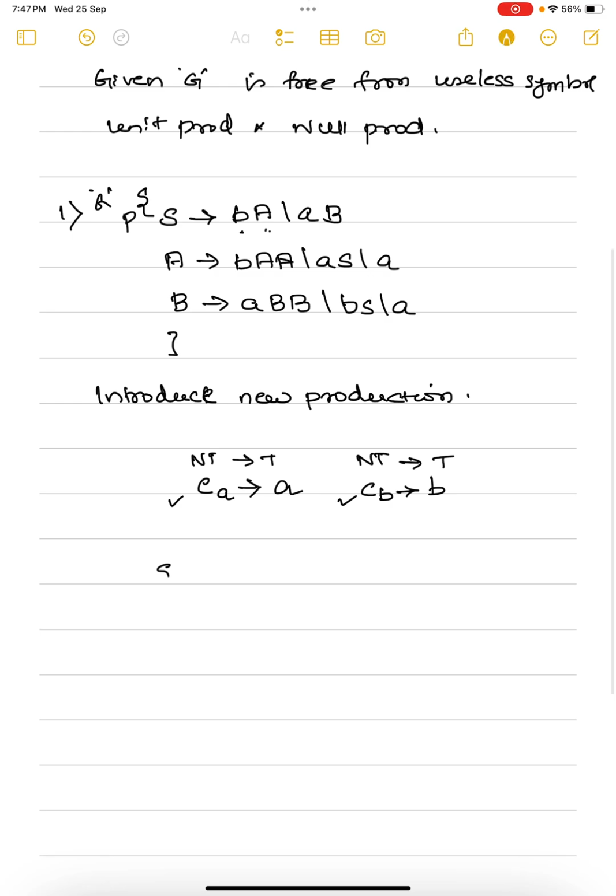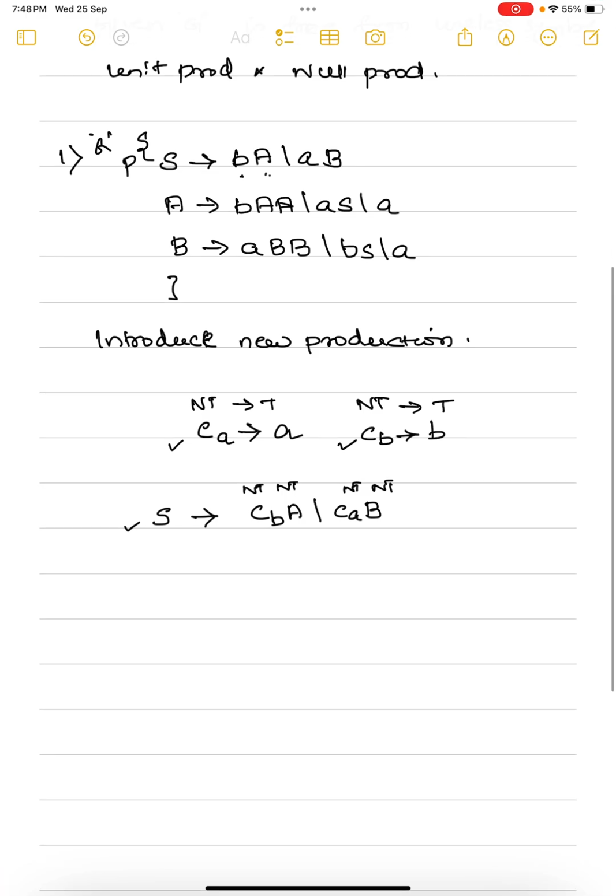Now I am going to rewrite the first production as C_b A. Sorry, it is b, right? So I write C_b A, and for aB, C_a B. Now if I have the productions C_b tending to b and C_a tending to a, I can rewrite my start symbol S production as C_b A and C_a B. Now this is non-terminal, non-terminal, so it is in Chomsky normal form, and all the new symbols introduced so far are also in Chomsky normal form.